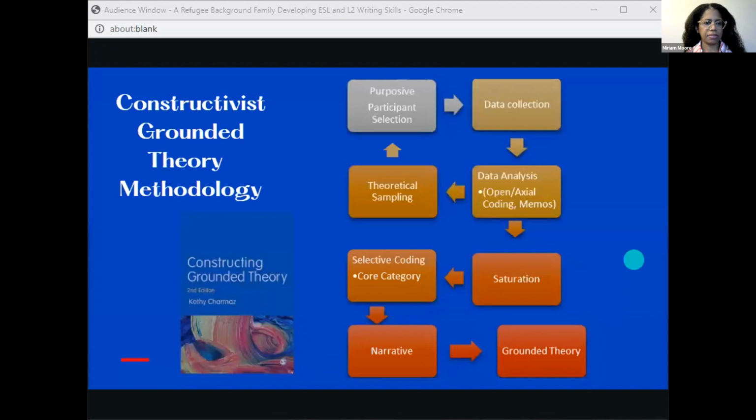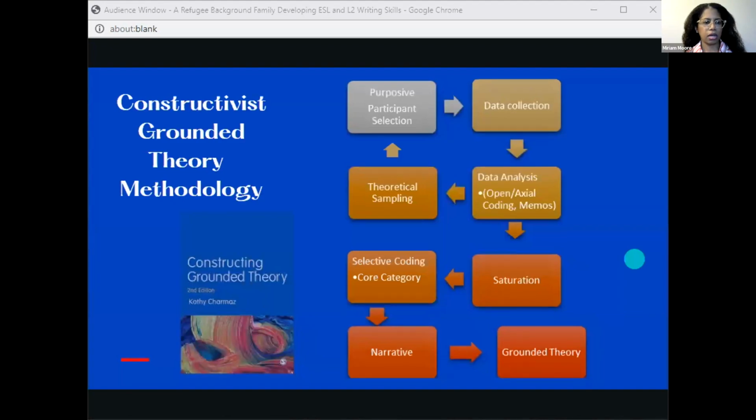And these are the steps for conducting constructivist grounded theory. You start with a purposive sample of participants, and then data collection and analysis happens simultaneously so that the researcher can determine what further data needs to be collected. This is called theoretical sampling, and it continues cyclically until theoretical saturation is reached. This happens when you find that no new concepts are emerging as you're building categories from your data through your analysis.